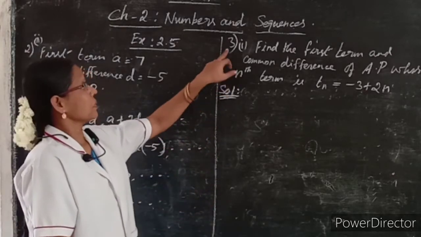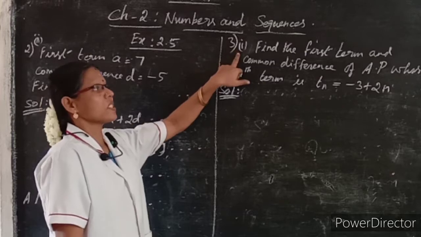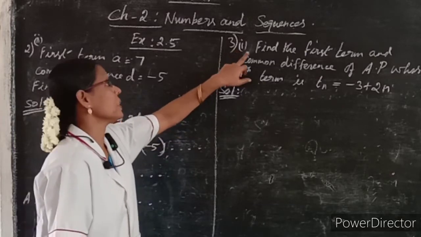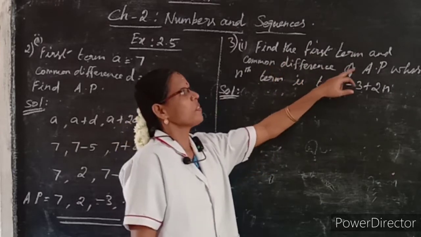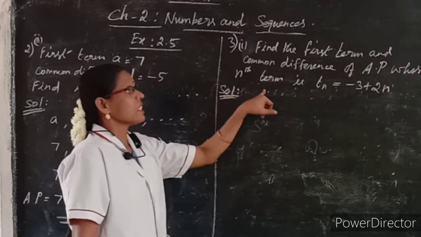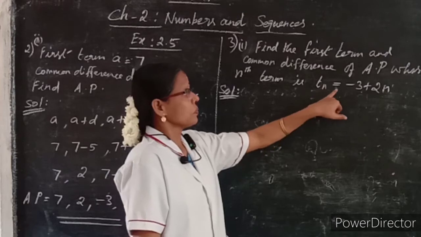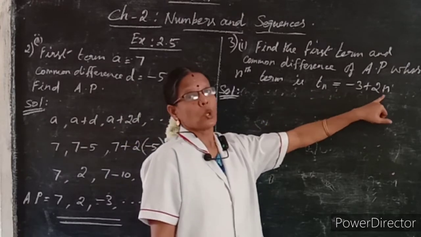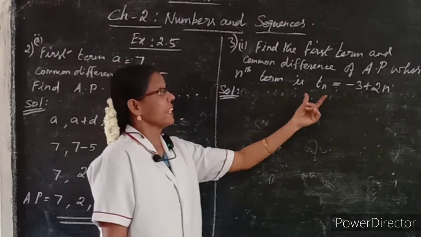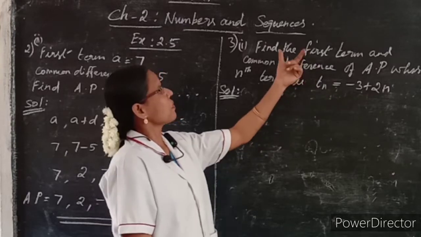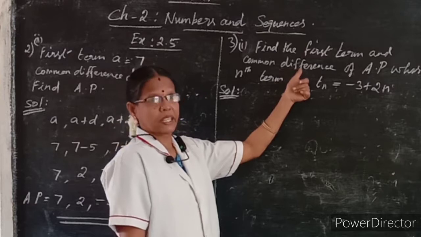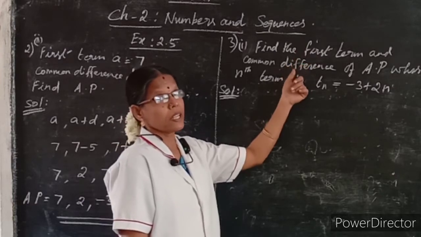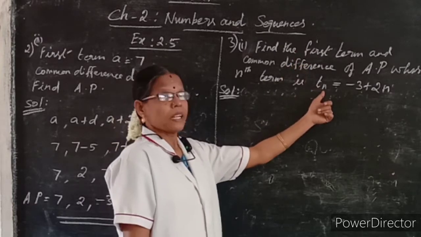Now, question number 3, first subdivision; second subdivision is homework. Find the first term and common difference of an AP whose nth term is Tn equal to minus 3 plus 2n. Here the nth term is given. Find the first term, that is a, and the common difference d. So we should find a and d from the given nth term.